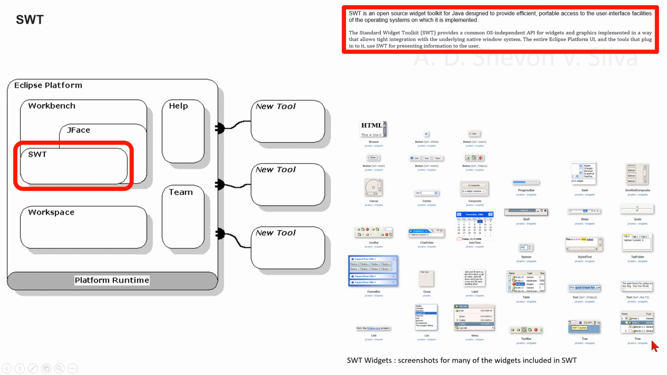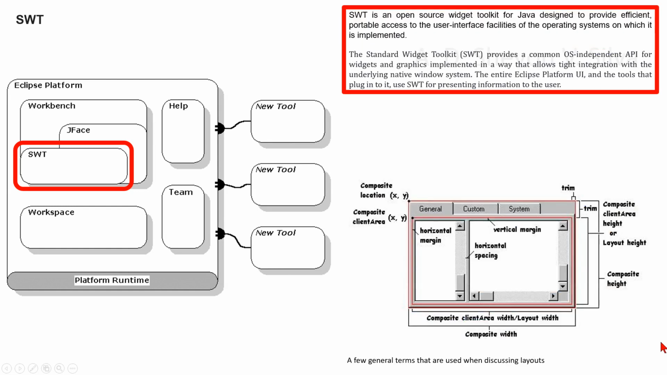Tree, class Tree. Instances of this class provide a selectable user interface object that displays a hierarchy of items and issues notifications when an item in the hierarchy is selected. Here you can see a few general terms that are used when discussing layout. When writing applications in SWT, you may need to use layouts to give your window a specific look.